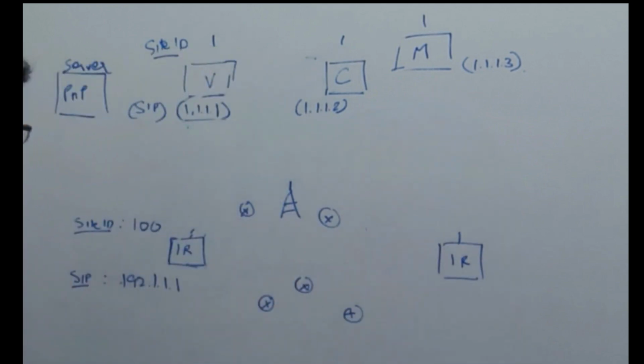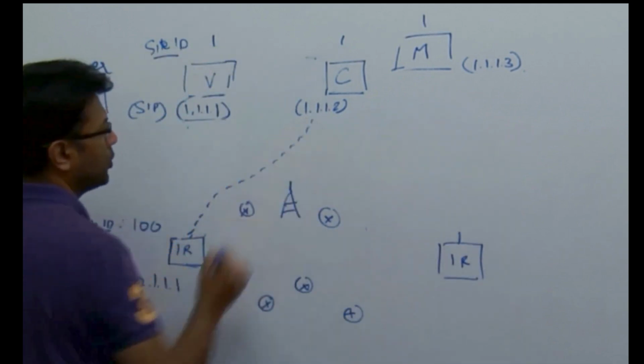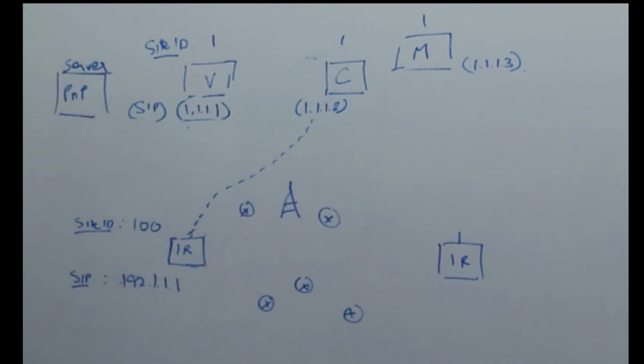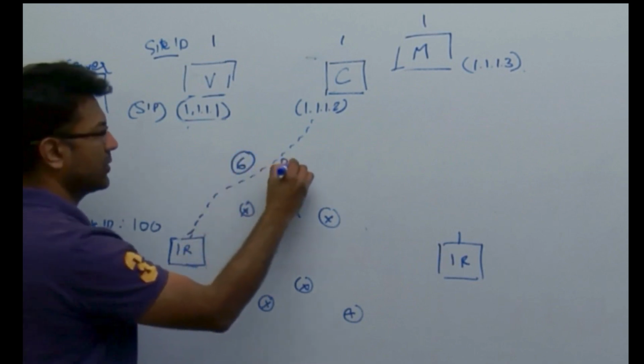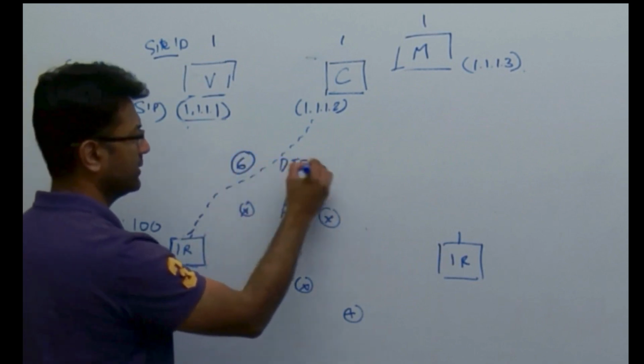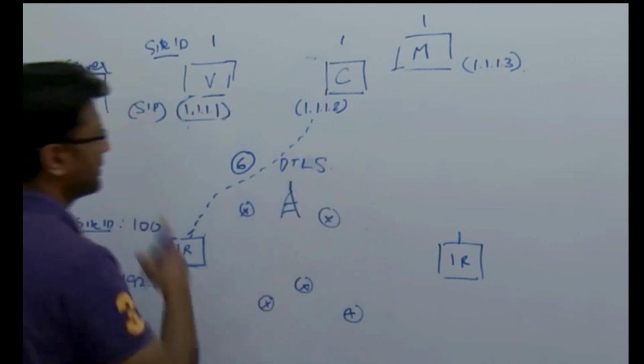So now in step 6, we know the controller information, we know how to reach the controller, and in step 6, we are going to form a DTLS session with our controller.